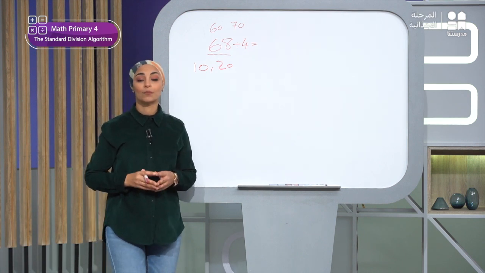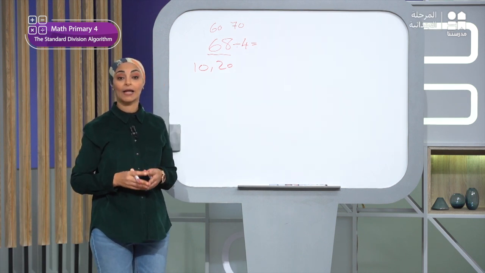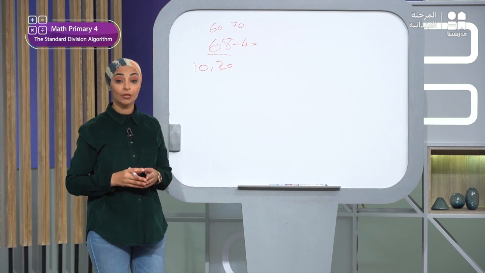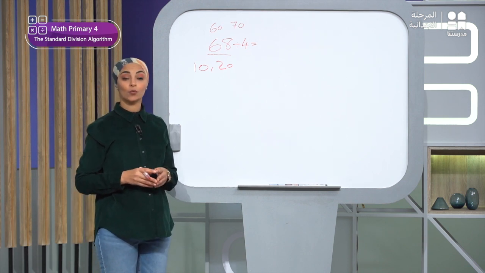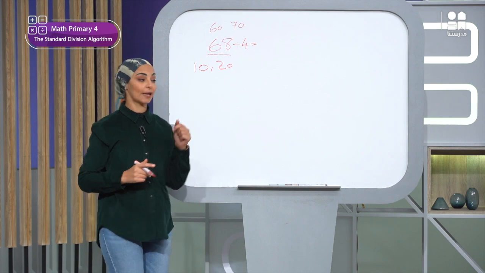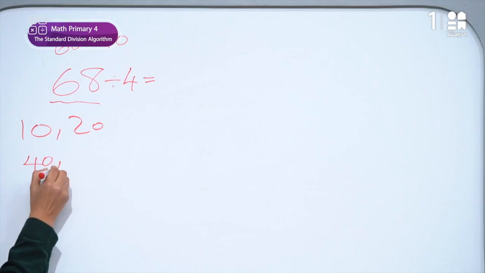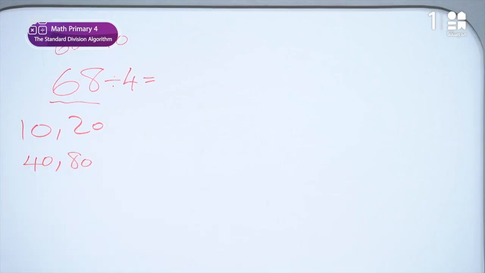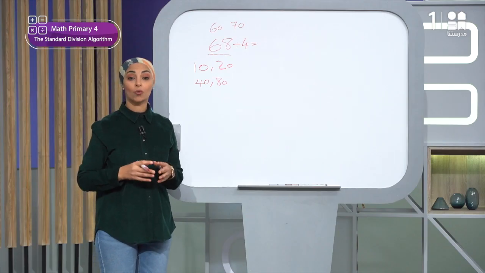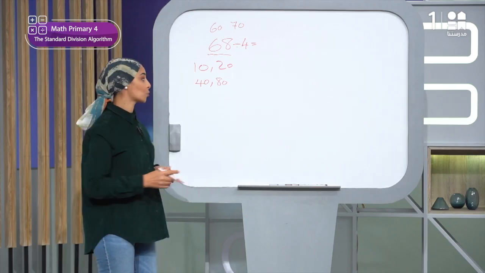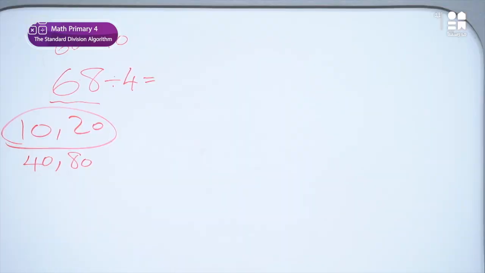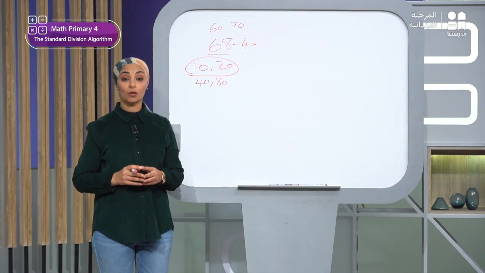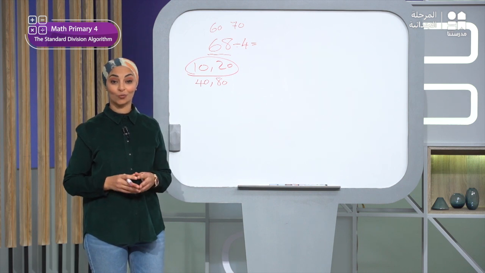Well, if we use the multiples of 4, we will find that the dividend is a number between multiples of 4, which is 40 and 80. Okay, 40 and 80. And that means the quotient or the answer is a number between 10 and 20. Now we will try to calculate the actual outcome using a quick draw.